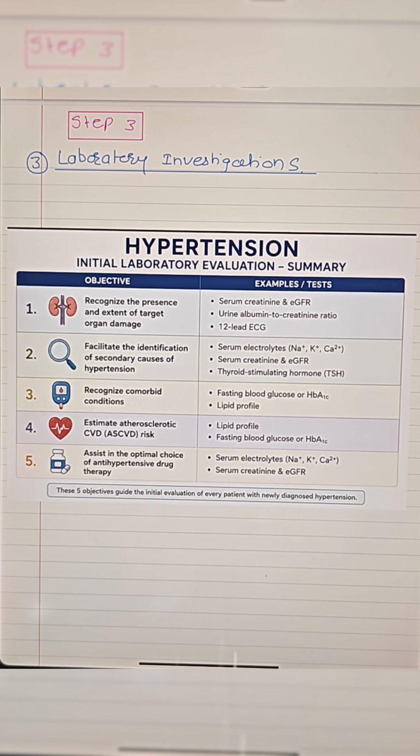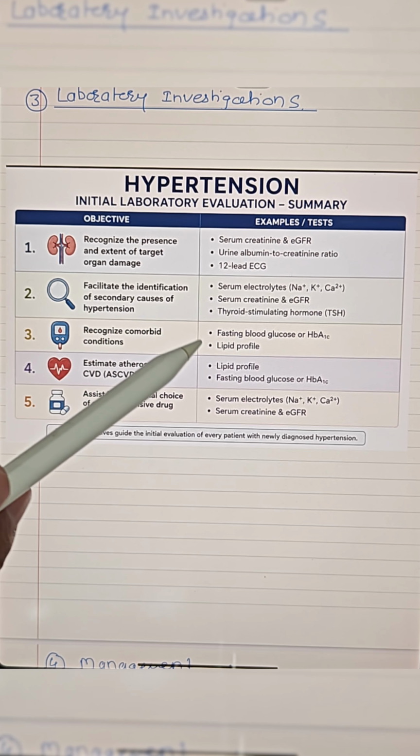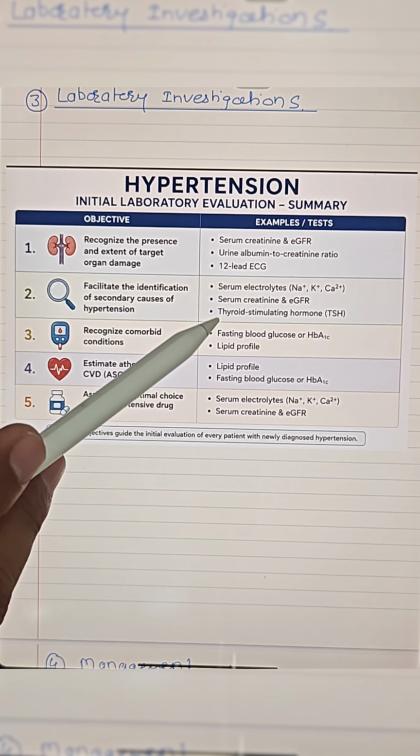So to diagnose a secondary cause, you have to do specific investigation according to the cause, like serum electrolytes, sodium, potassium for any renovascular or renal parenchymal diseases, also the creatinine and eGFR, then thyroid stimulating hormone, and these investigations are necessary. So coming to recognize comorbid conditions, is this hypertension associated with fasting, is there diabetes or any hypercholesterolemia? So you have to look for that also.